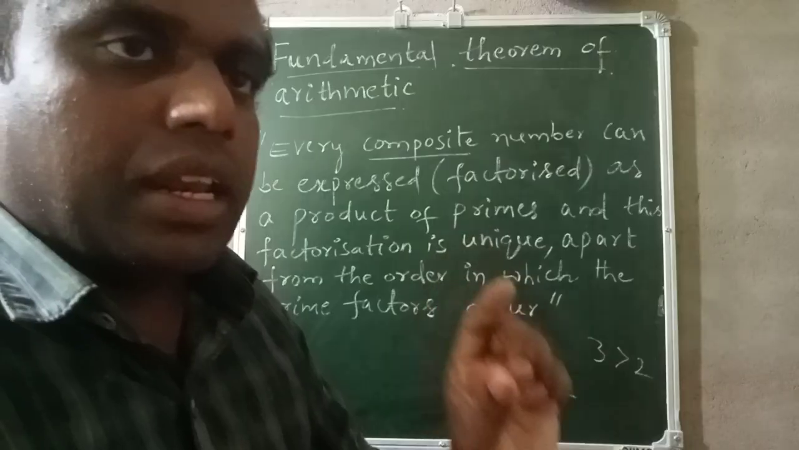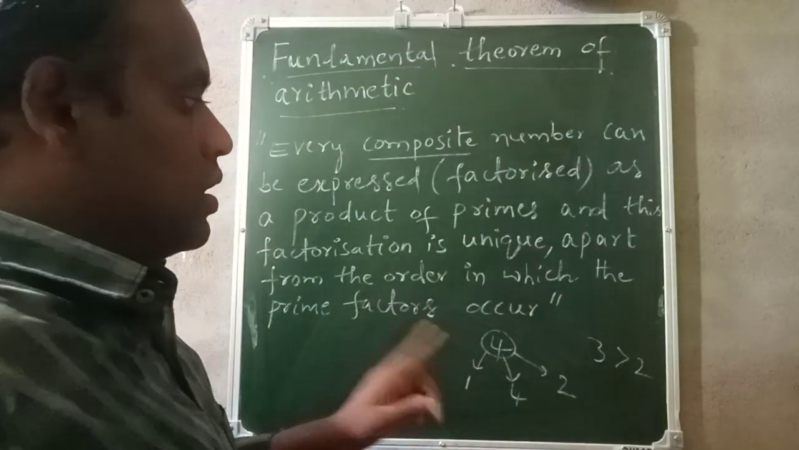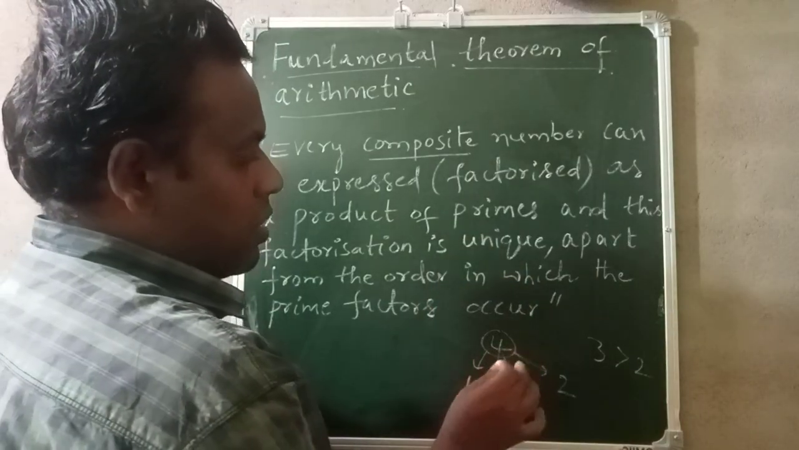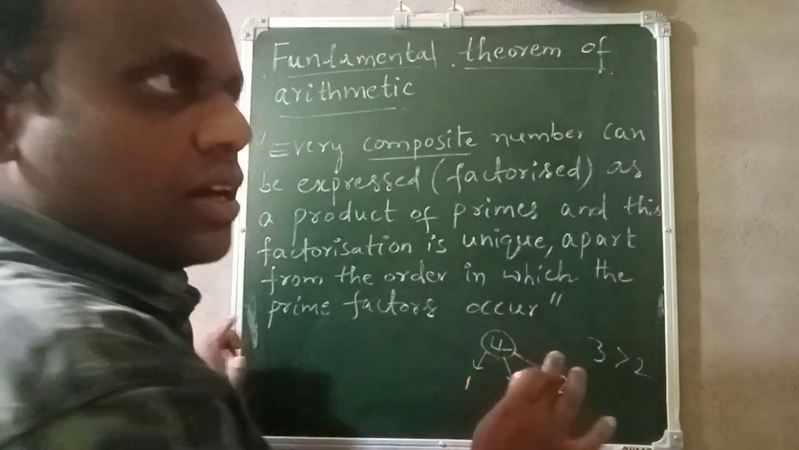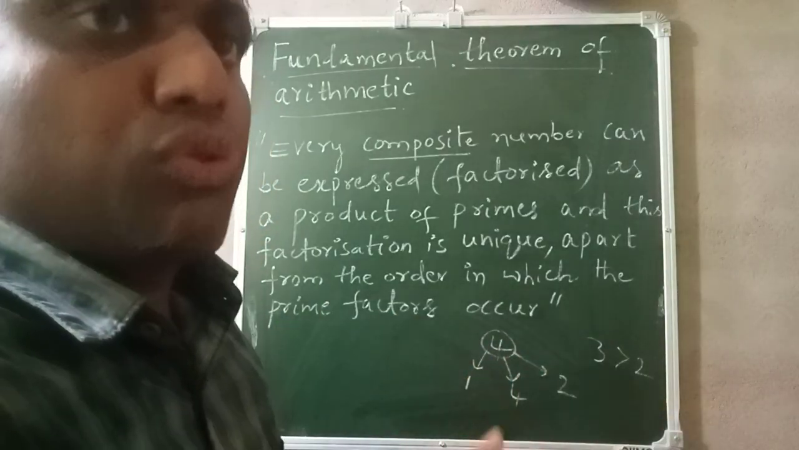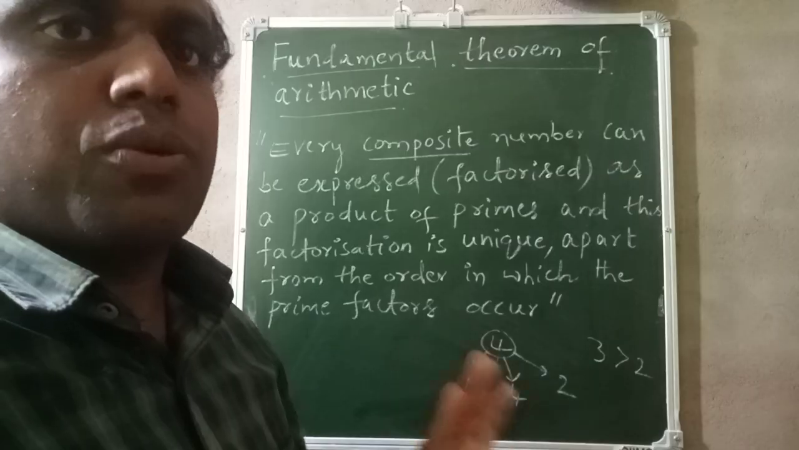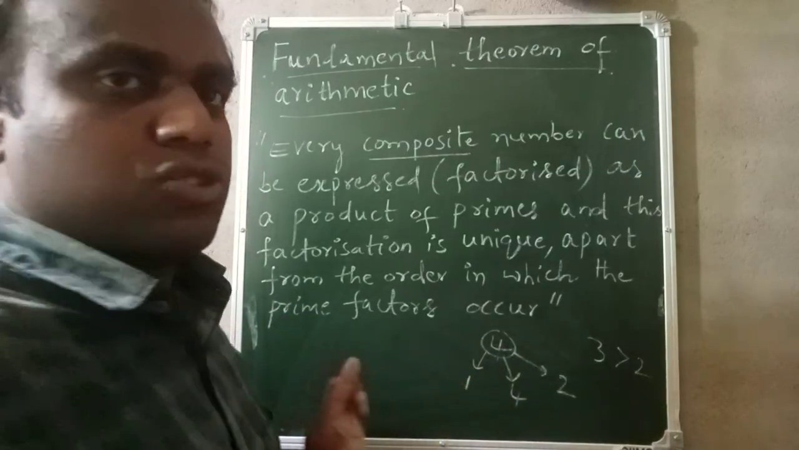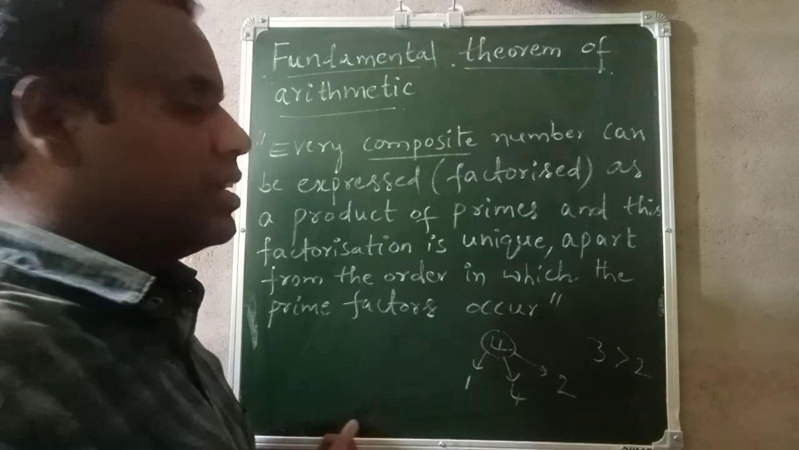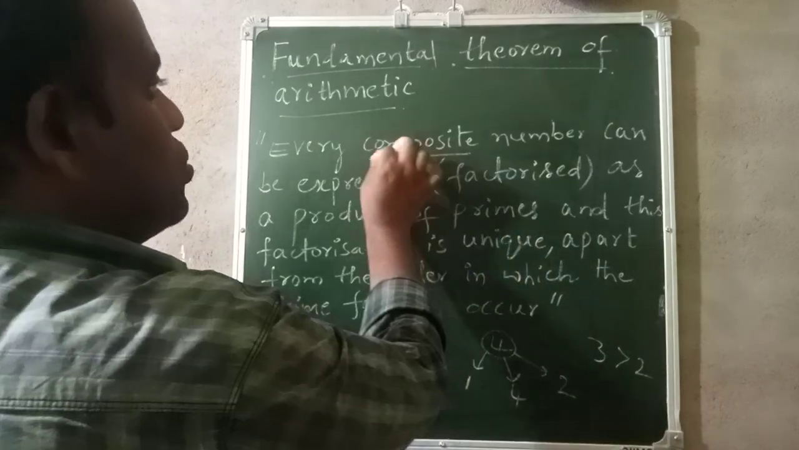So 3 factors means greater than 2, means more than 2. So any number that is having more than 2 factors is called a composite number. Got it? Now this 4 is a composite number. Okay? That you understood.